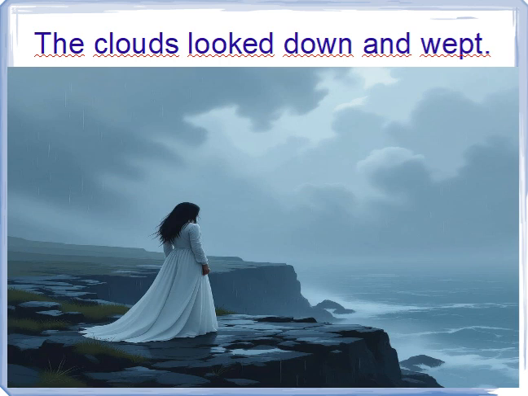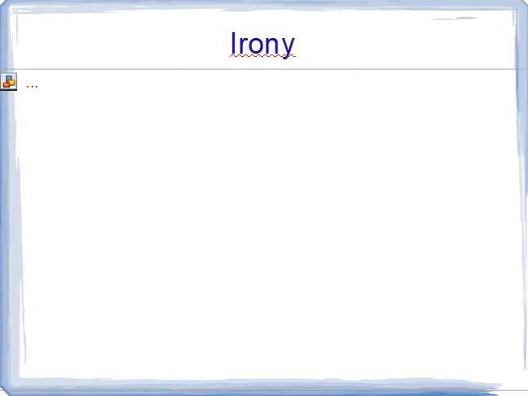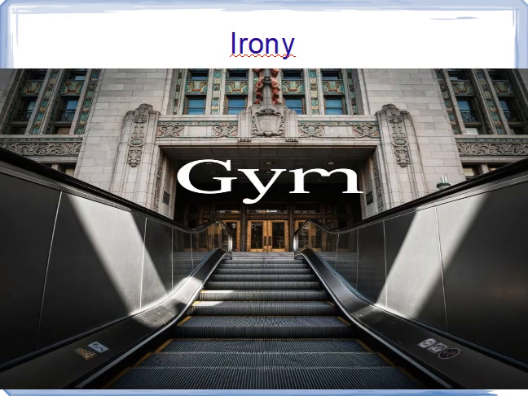Clouds can't weep. So far we're making good progress. We've looked at three of the biggies: simile, metaphor, and personification. We have many to go. So let's roll straight onto another biggie, irony. This escalator outside the gym is irony because we assume you're going there to exercise, so it's ironic that you're going to go up there on an escalator.